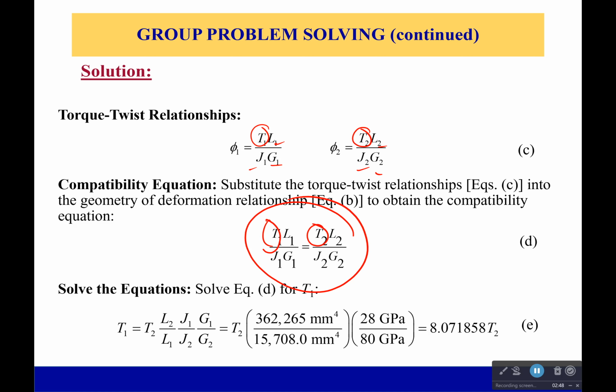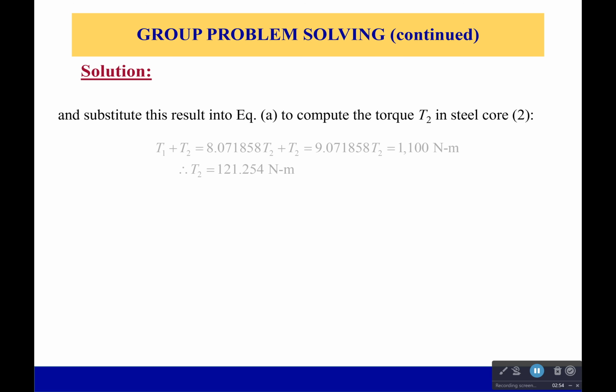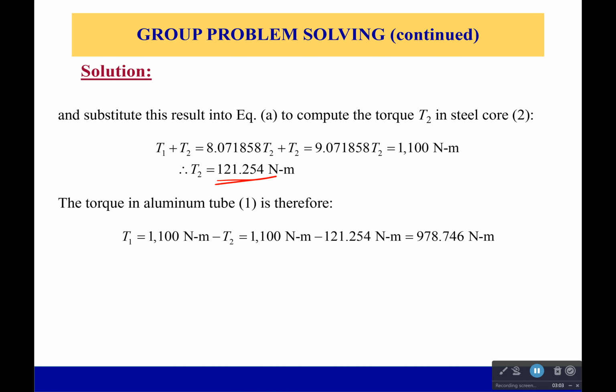We get that torque 1 is equal to 8.071 times torque 2. Then using our original equation, we can solve for the torque in the steel core, which comes out to be 121.254 newton meters. And the torque in the aluminum tube would then be 978.746 newton meters.